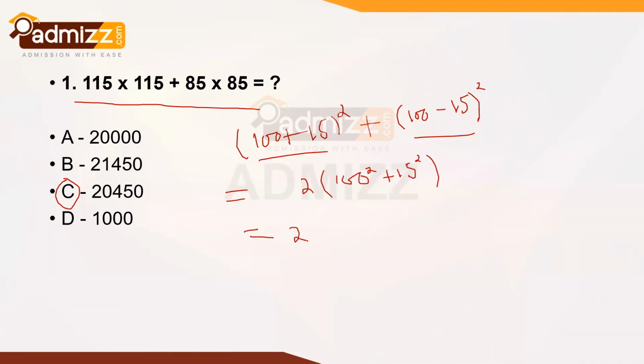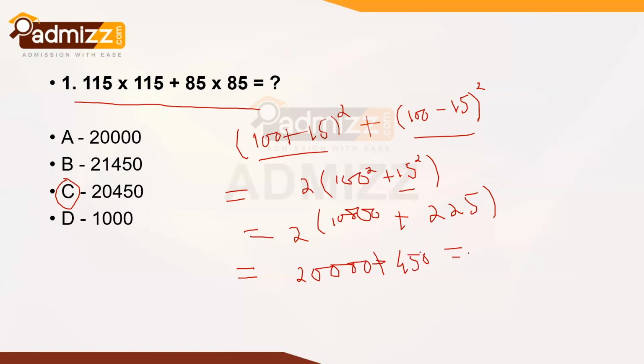And we know that the value of 100 squared is definitely 10,000, 1 and 4 zeros. And 15 squared is a standard square value, which is 225, right? So this is going to be 20,000 plus 225 times 2 is 450, right? And so this is 20450, which is the correct answer, option number C. Right? Is this clear to everyone?